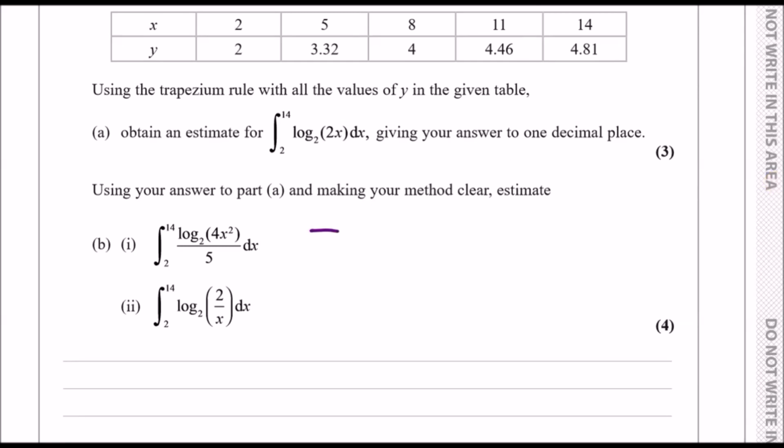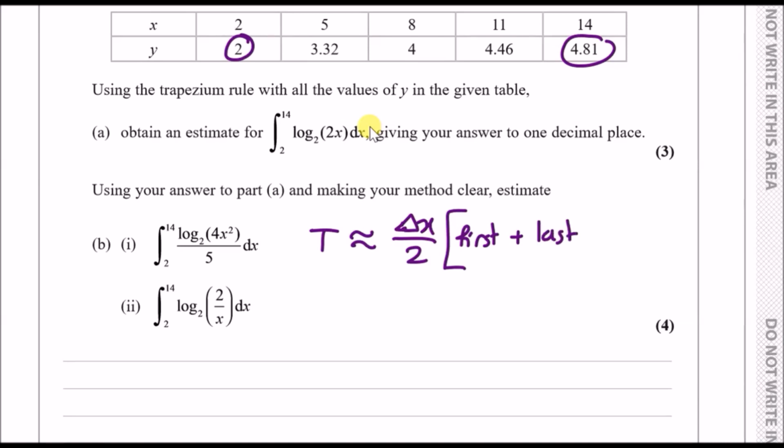We have a trapezium rule T, and we say that it's approximately equal to the change in x, so they use h in their definition, over 2, and then we multiply all of this by a big bracket. In this bracket we have the first term of y plus the last term of y, so first plus last, and then plus 2 times the sum of the middle terms. This is just how I personally write it, and I prefer to write in words at times, especially when the formula is a bit confusing.